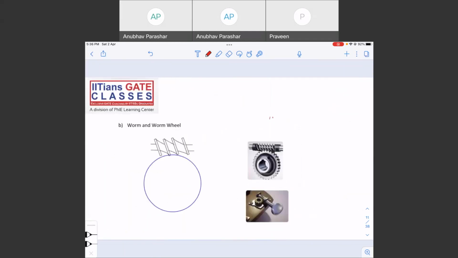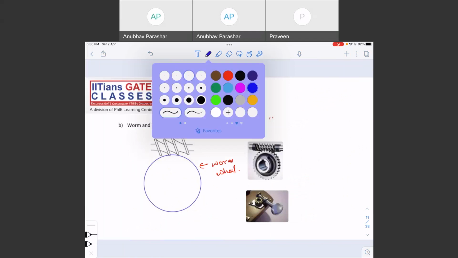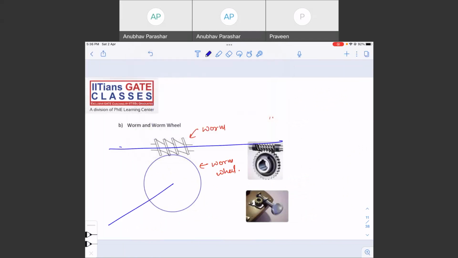Now there is one more kind of gear that is known as worm and worm wheel. This is a very, very special gear, right? So this is the worm and this is the worm wheel. They are also connecting perpendicular non-intersecting shafts. So this is one of the shafts and the other shaft will go like this. So basically this is used for perpendicular non-intersecting shafts.